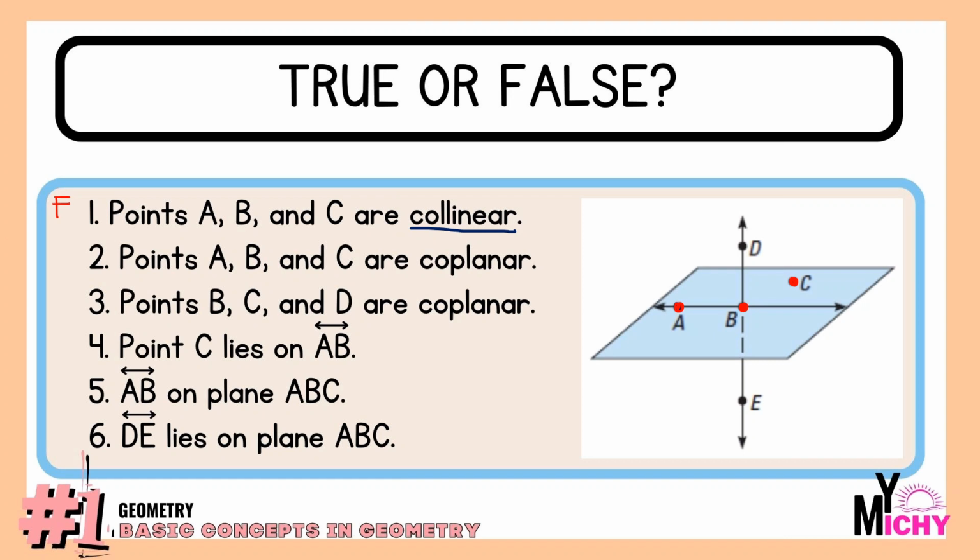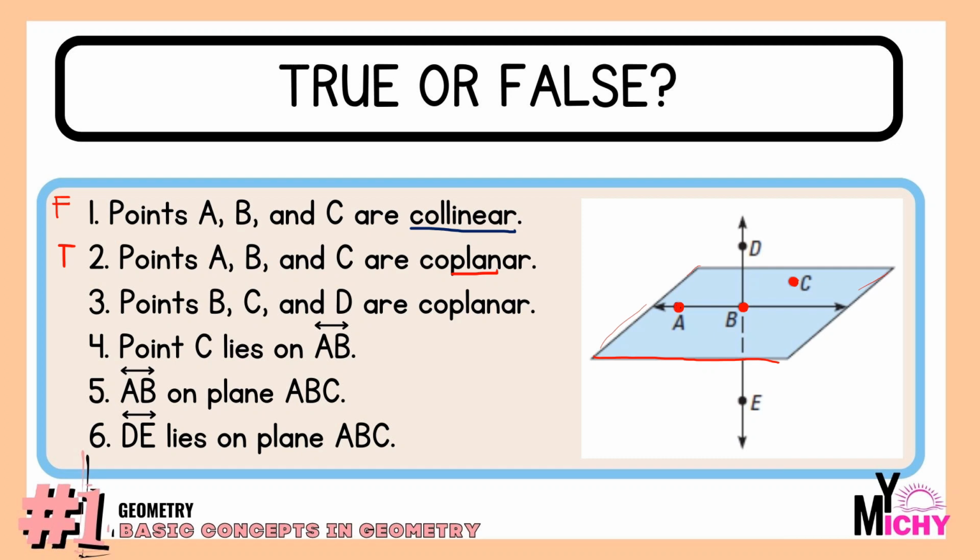Points A, B, and C are coplanar. When we say coplanar, they lie on the same plane. So we have here the plane. Do points A, B, and C lie on the same plane? Yes, so we have A, B, C. So we have true.